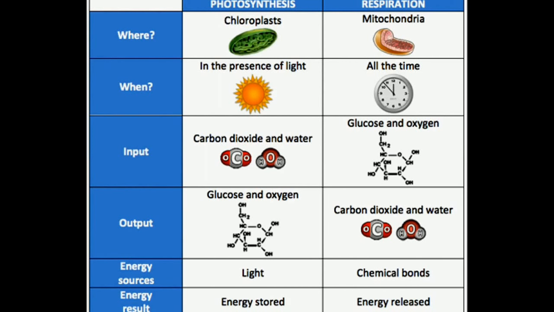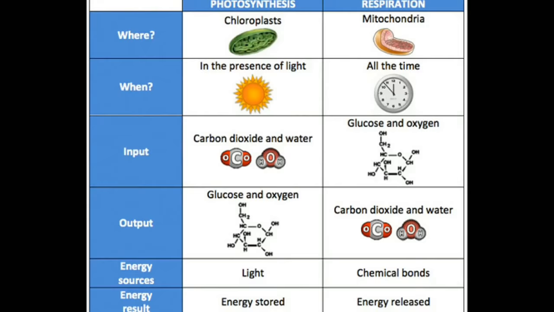So we can write the differences easily. Photosynthesis takes place in chloroplast and respiration takes place in mitochondria. Photosynthesis occurs in the presence of light, respiration throughout the day. Carbon dioxide and water are required for photosynthesis. Glucose and oxygen are required for respiration. The glucose and oxygen are produced in photosynthesis. Carbon dioxide and water are produced in respiration. In photosynthesis, energy is taken from the light, and in respiration, energy is produced by breaking down of chemical bonds.